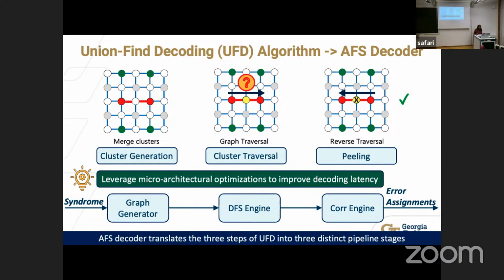You can't be spending, I don't know, 50 microseconds trying to decode and then your errors have already happened. So it's better... error correction is basically like that. It's a game of probabilities.